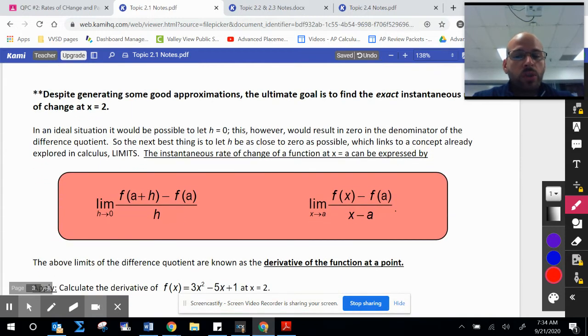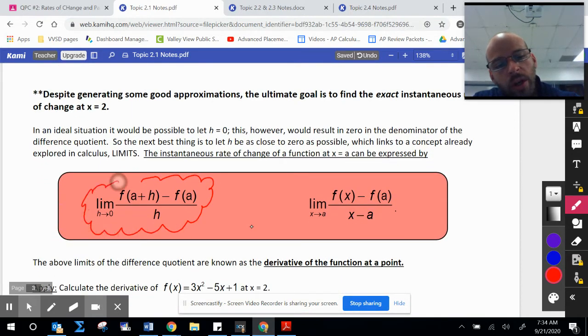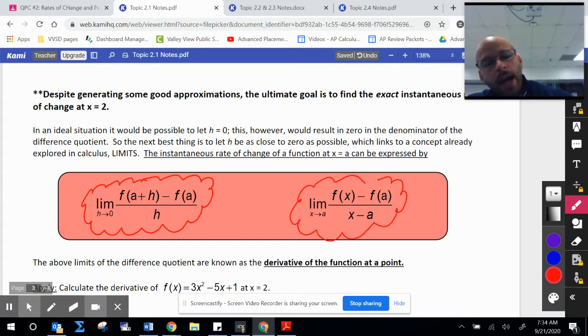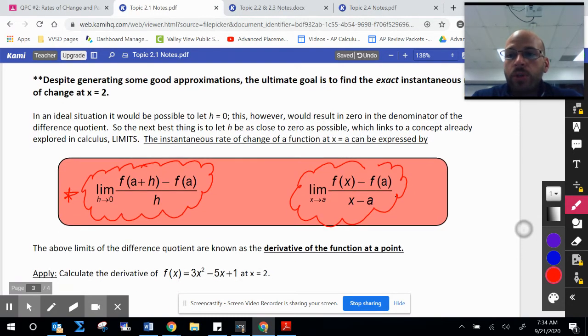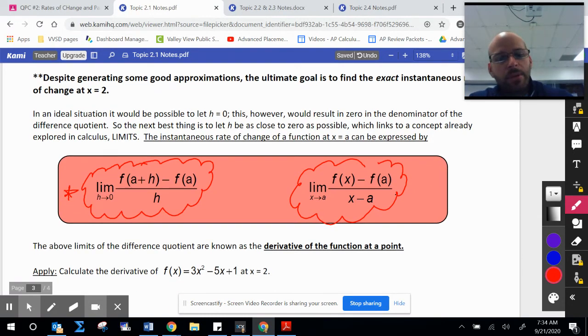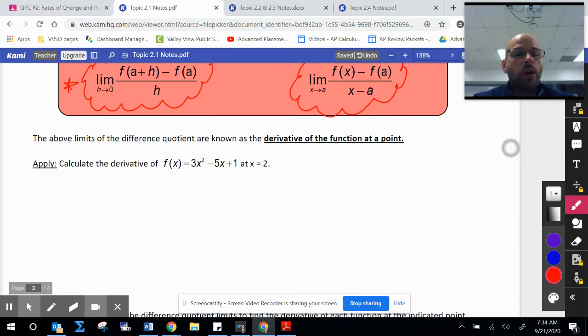So what we're going to do is use these ideas and calculate the difference quotient, but I'm going to have this h value go to 0. If you look at this first one, I'm going to have it get closer and closer to 0 using a limit rather than using a table of values.